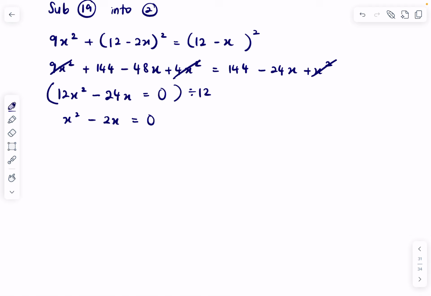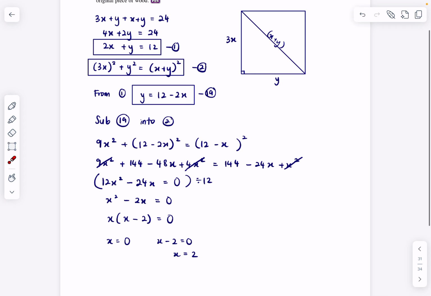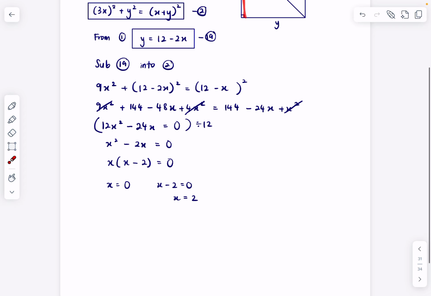Okay, now we need to factorize this to find x. Both these terms have x, so we can factor out the x. Therefore, x is 0 and x minus 2 is 0, making x 2. We get two different x values. But x cannot be 0 because x is a length, so we have to reject this.